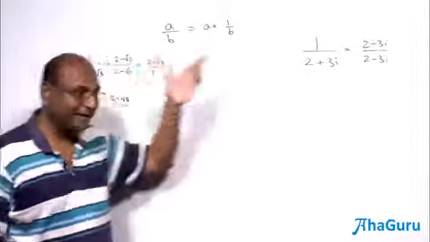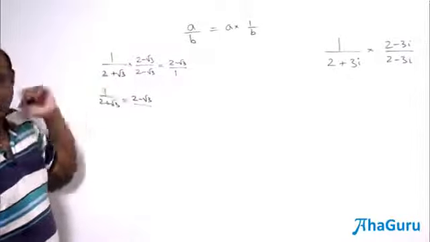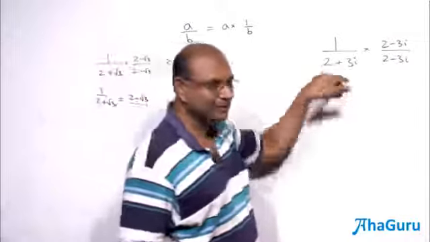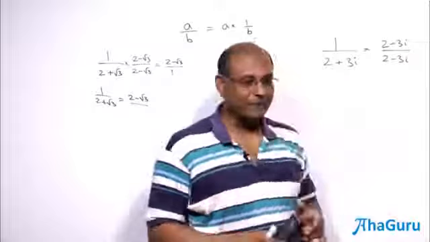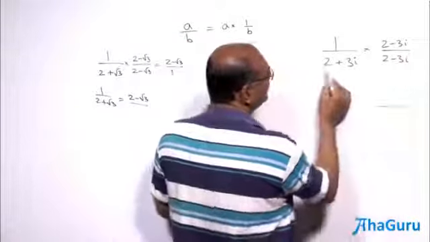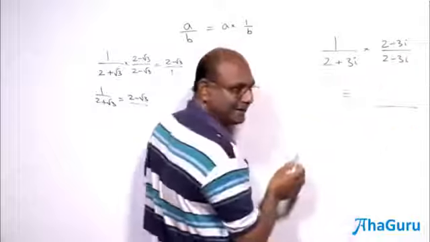It may turn out that finally we end up with something looking like this, but you know what to do with this. That is the next step. At this point, of course, these are nice numbers, 2 and 3. So we are just going to multiply by 2 minus 3i. So then what happens? Well, 2 plus 3i, 2 minus 3i.